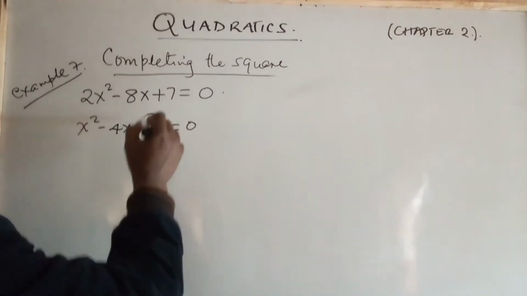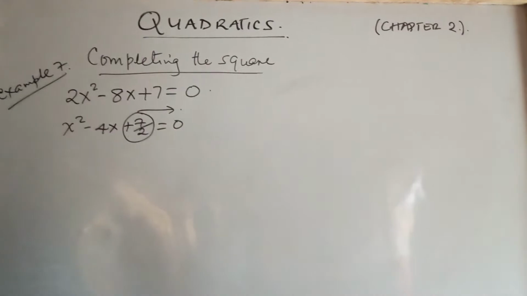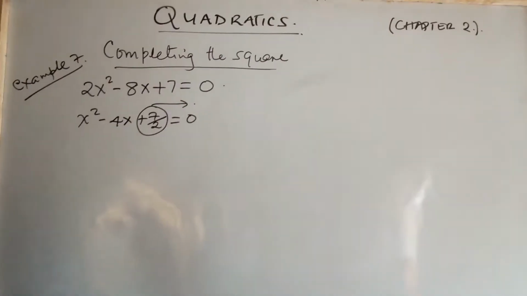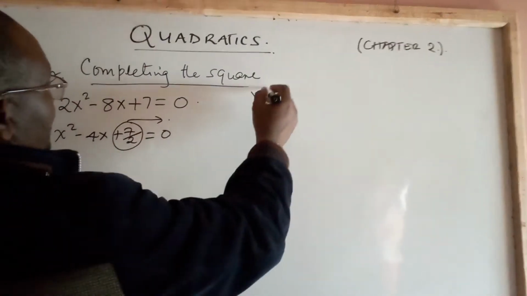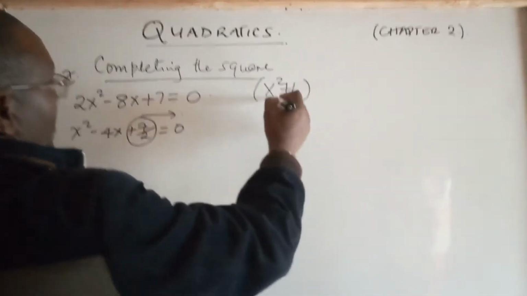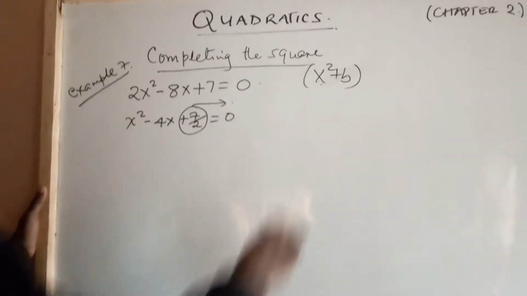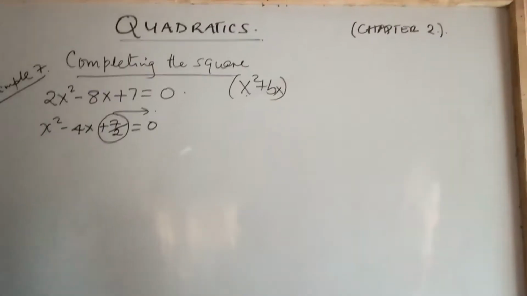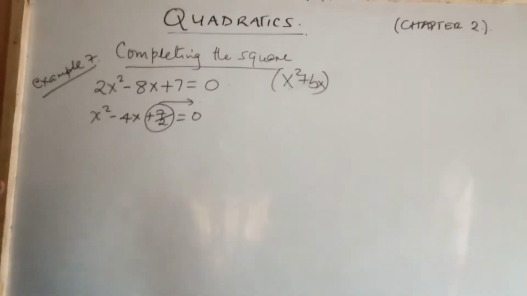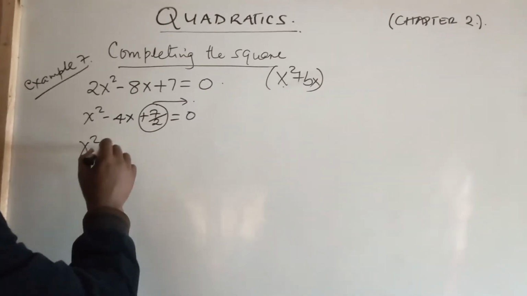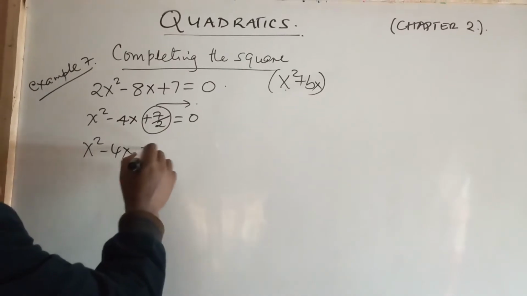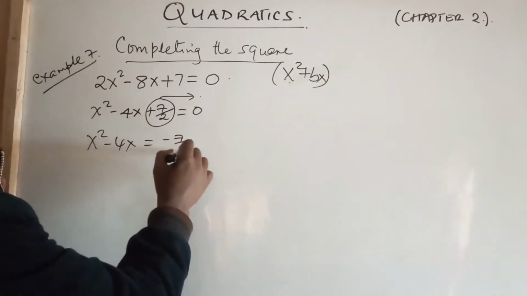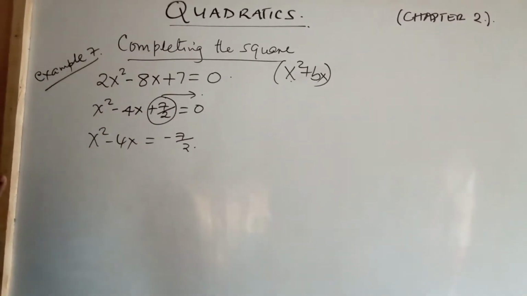And of course, we are expected to write our equation in the form of x squared plus bx. We can only do so if we take the constant part across. So we have x squared minus 4x is equal to negative 7 over 2.